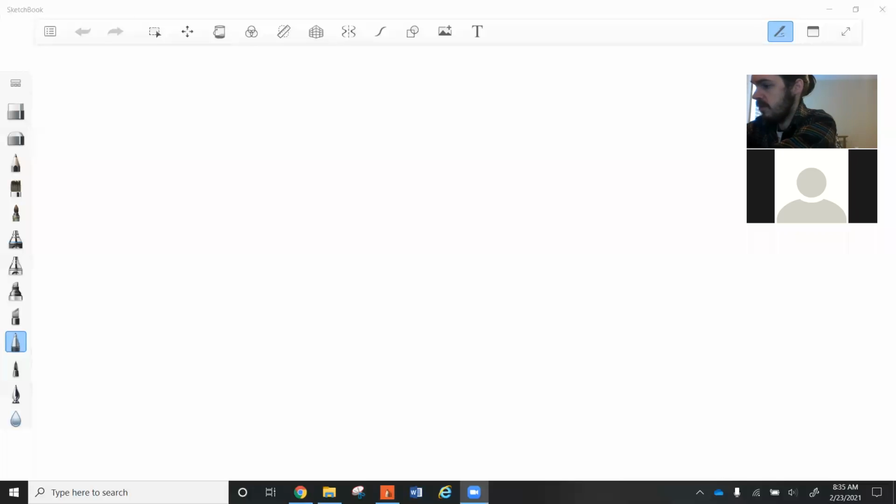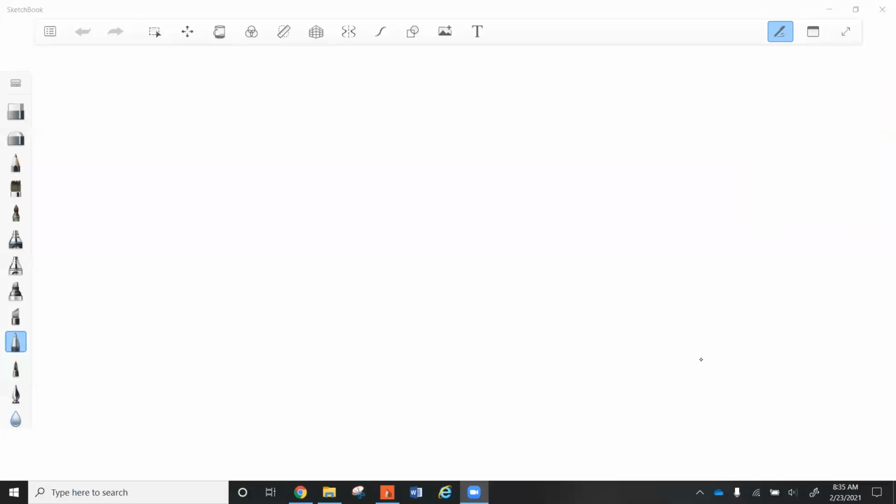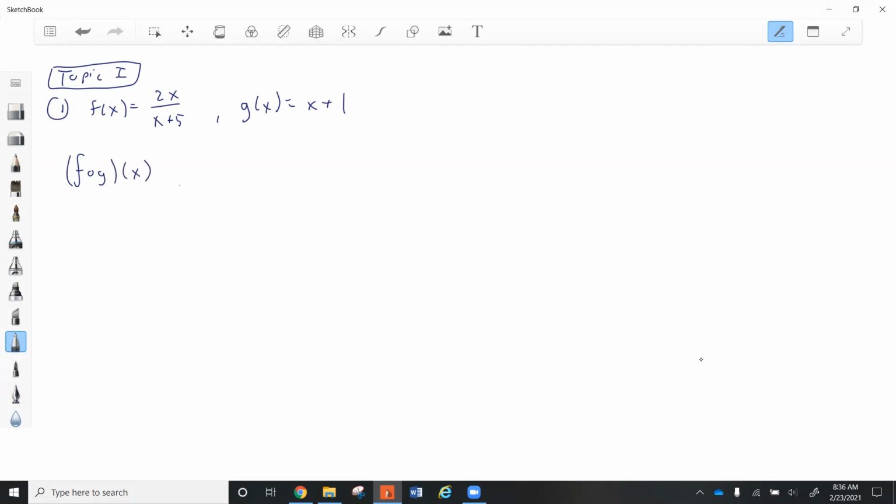All right, so first, what does it mean to compose two functions together? I'm just going to go over the problem from quiz I, because it's a good one. On quiz I, problem 1, we had these two functions. And I asked you to compose f composed with g, in that order, of x.